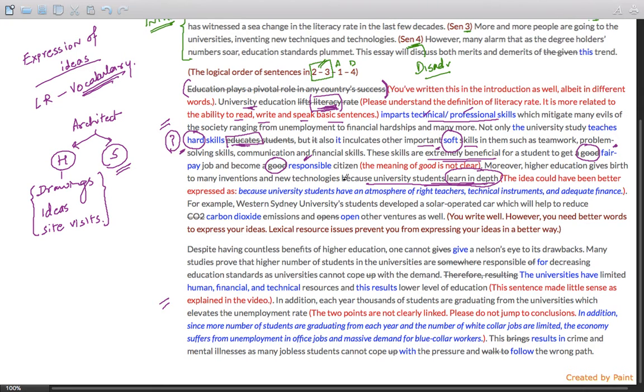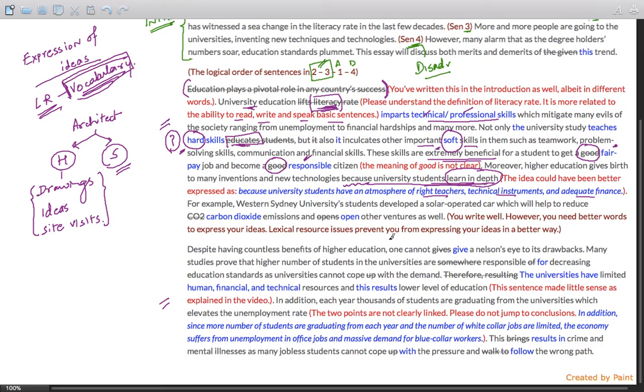Instead, if the student had written from "because" onwards, because university students have an atmosphere of right teachers, technical instruments, and adequate finance. Everybody understands what right teachers, technical instruments, and adequate finance means, but "learn in depth" is not clear. So again here, there's a vocabulary issue, there's a lexical resource issue going on. Okay.